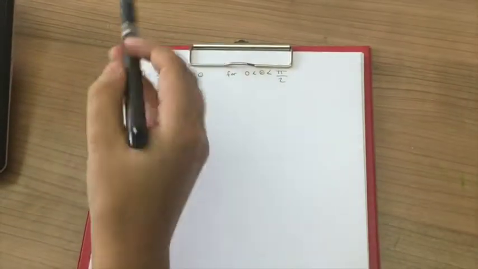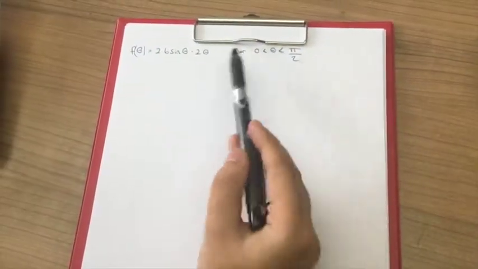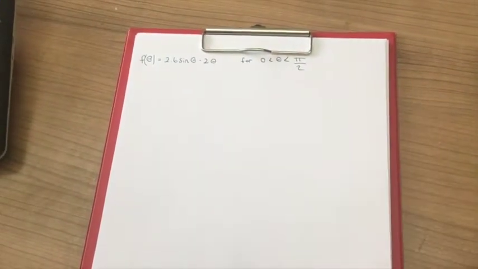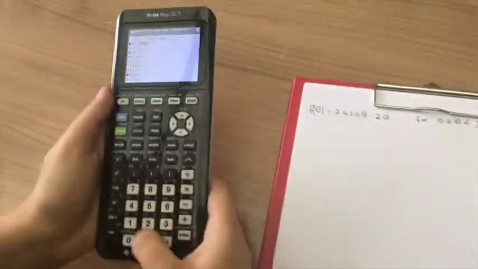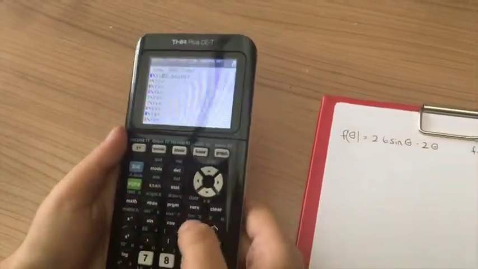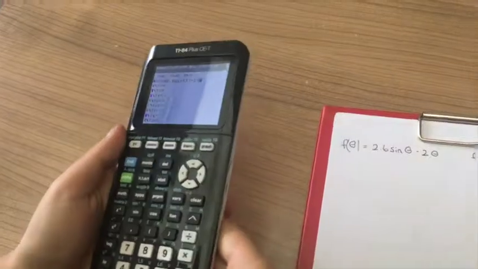In part C, this function is given, and the interval is 0 to pi over 2, and the question is asking us to sketch the graph. So let's sketch it: 2.6 sine x minus 2x.